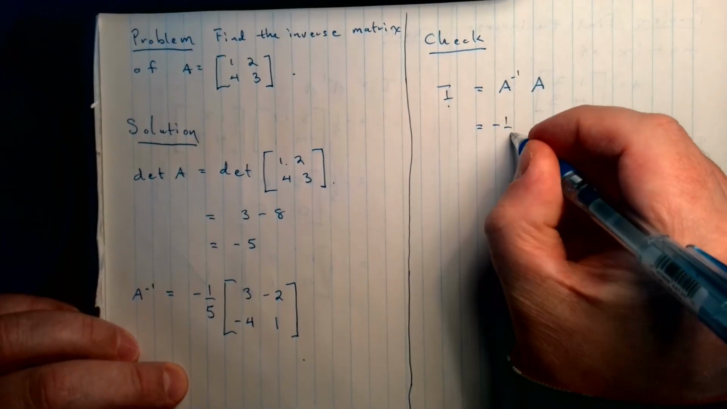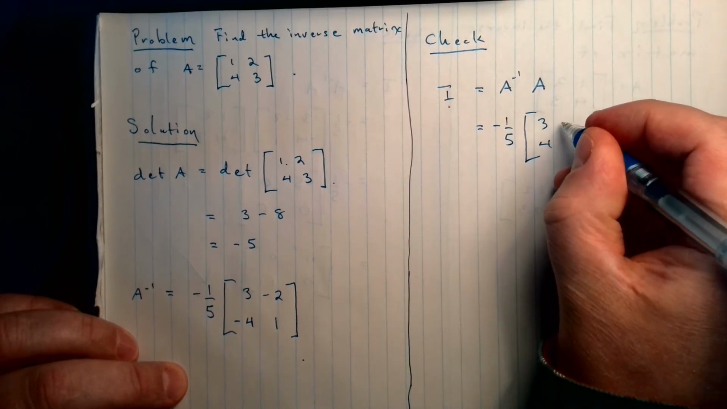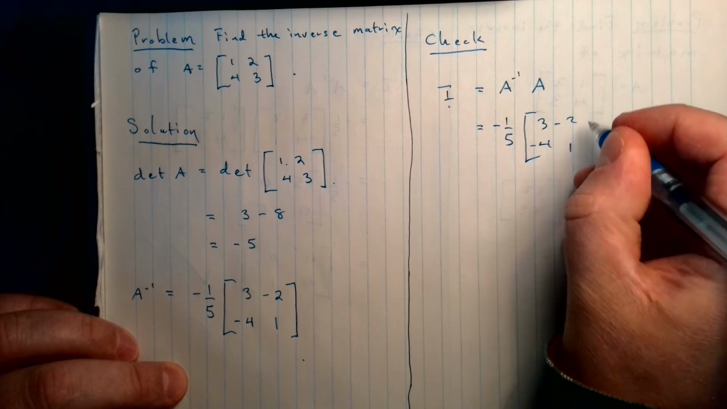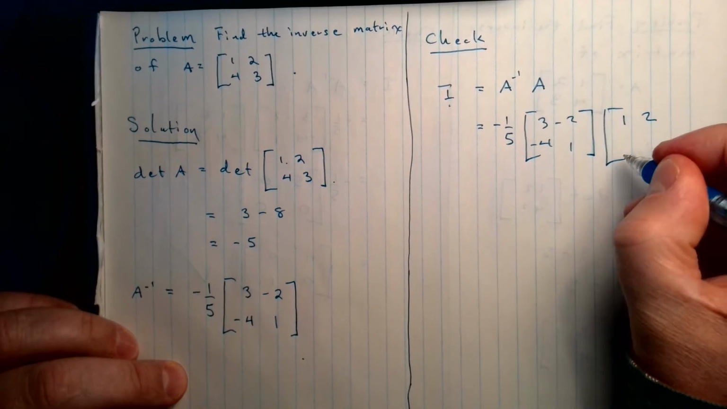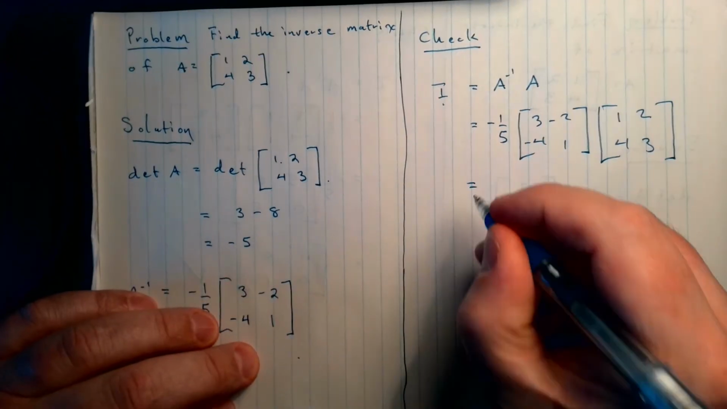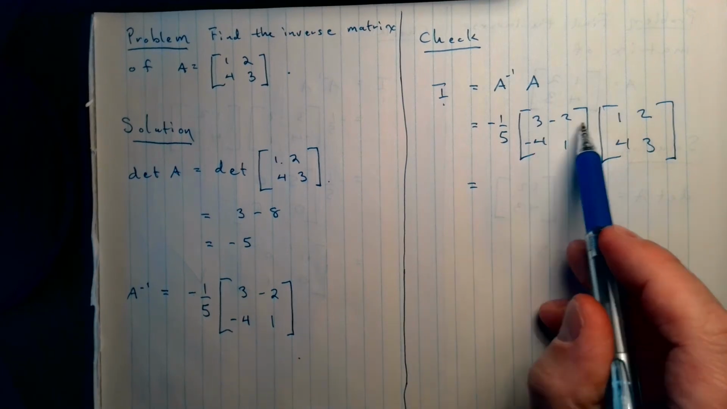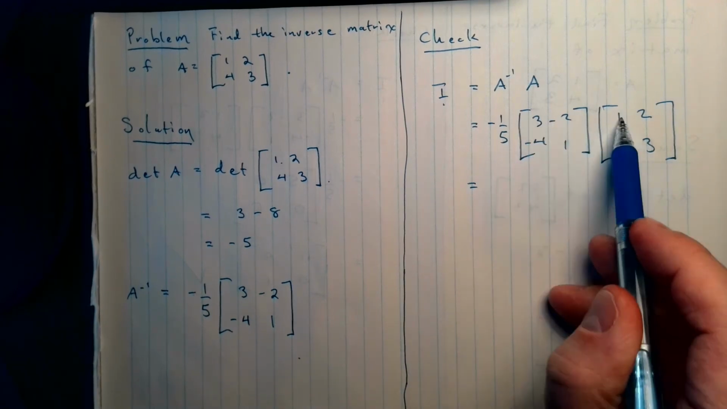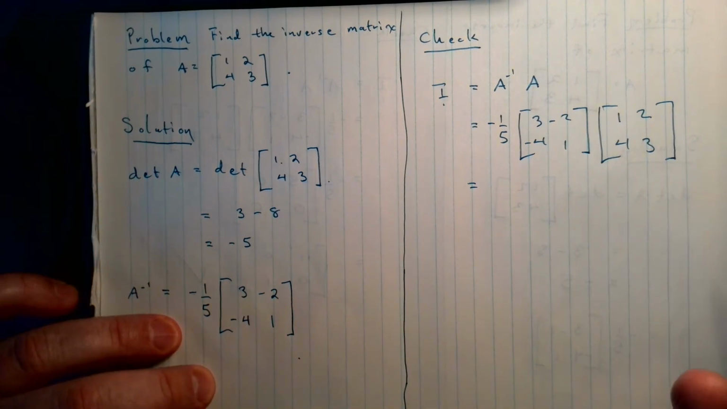So negative 1/5 times 3, negative 2, negative 4, 1, times the matrix A, which is 1, 2, 4, 3. Okay. So at this point, maybe some of you see why I chose to leave that scalar negative 1/5 out in front of the matrix. Because when I'm doing these matrix products, I don't want to have to do a bunch of calculations with fractions.